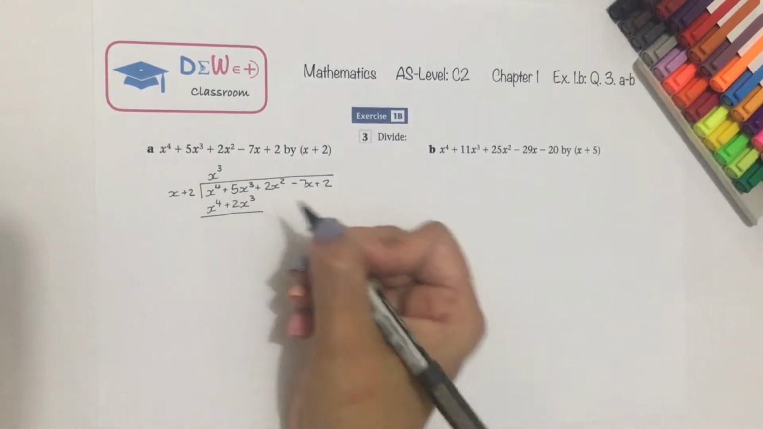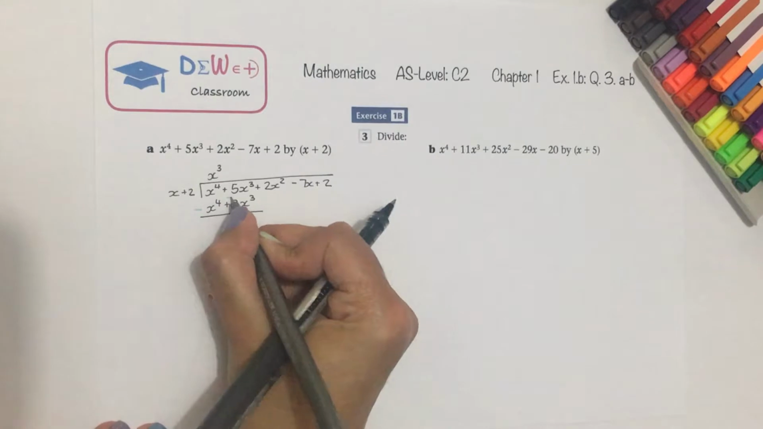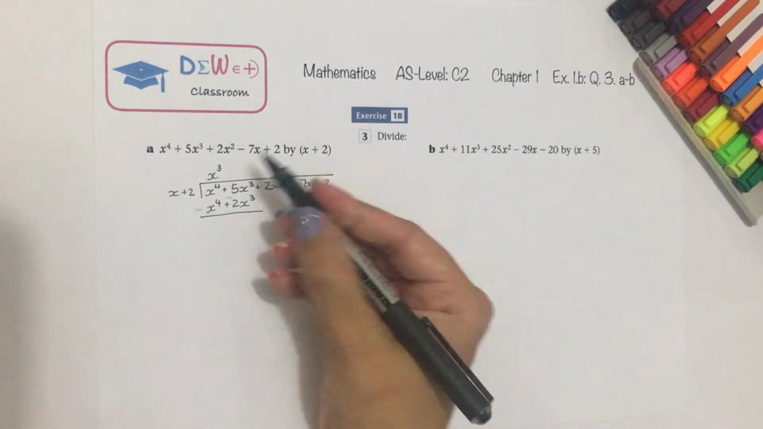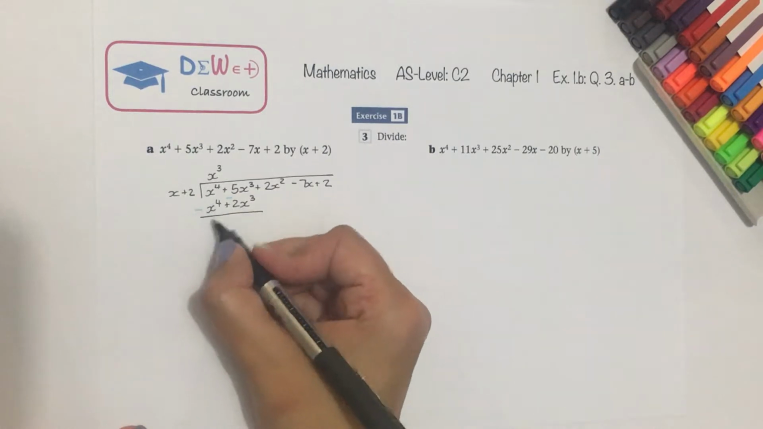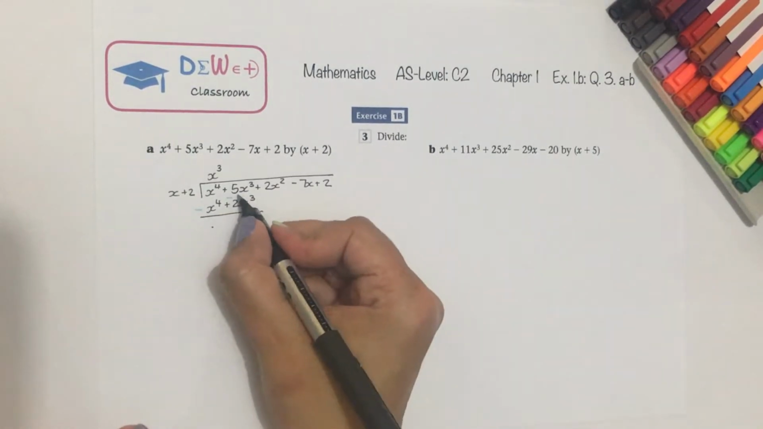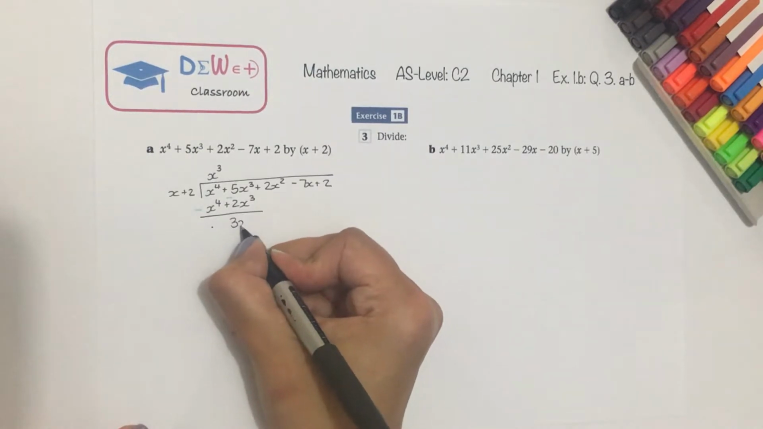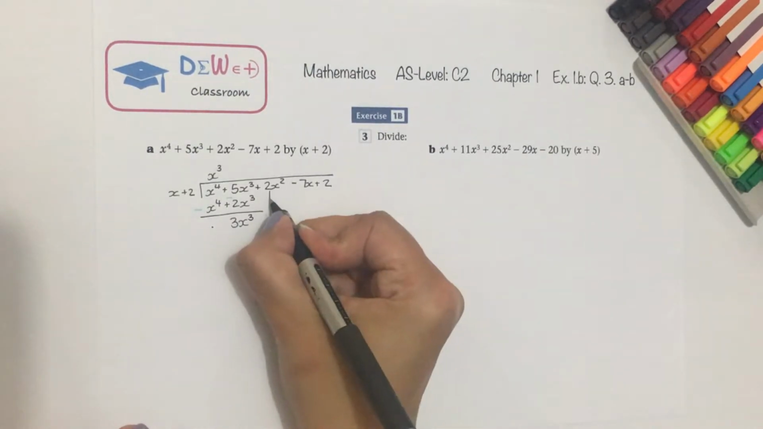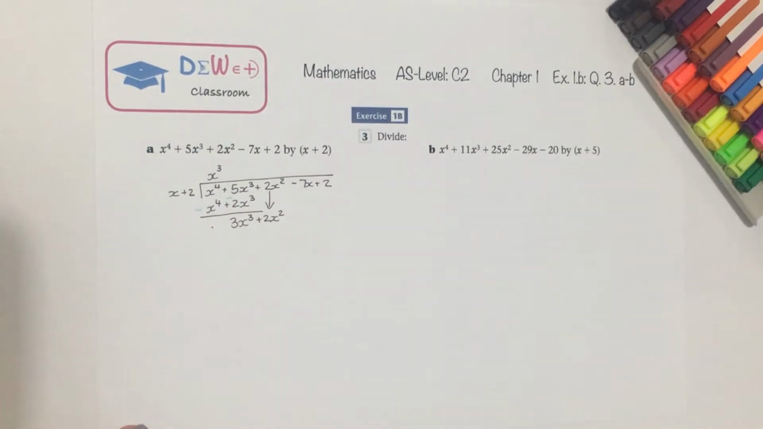We need to subtract them from one another now, but before we can subtract them, we need to change the sign. A lot of students forget to change the sign, especially the second one. x to the power of 4 minus x to the power of 4 is 0. 5x cubed minus 2x cubed is 3x cubed. Then we bring down the plus 2x squared.